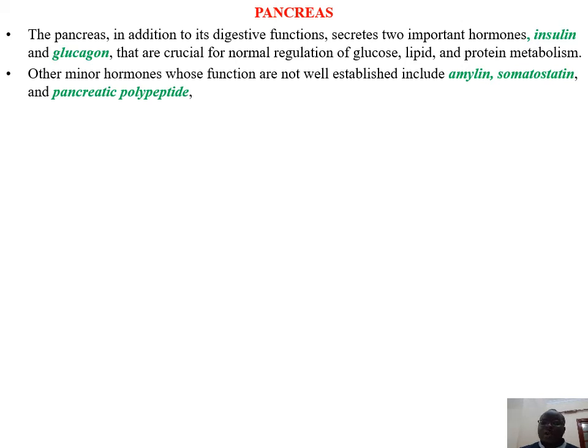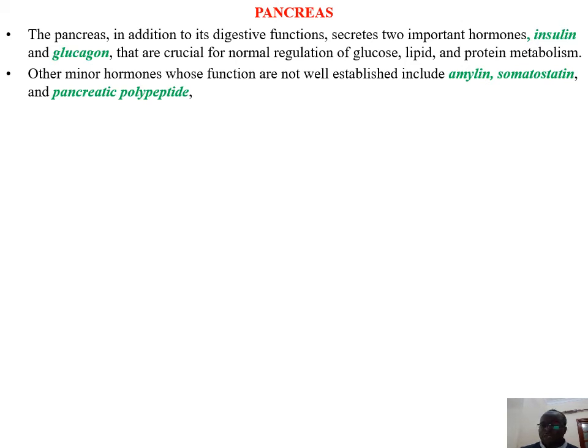The other minor hormones whose functions are not well established include amylin, somatostatin, and pancreatic polypeptide. These hormones can also regulate the secretion of other hormones, especially insulin and glucagon. So they can inhibit the production of insulin, especially amylin that is also being produced by the beta cells. They can somehow inhibit the production of insulin, so they will regulate the production of insulin.